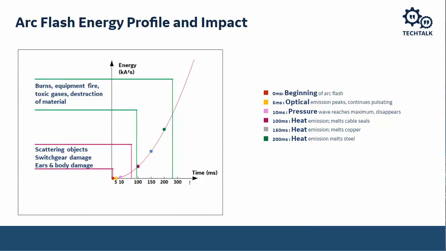The arc flash energy profile. As I said earlier, this is a function of time, and so the energy grows exponentially. As soon as the arc flash happens, we get a lot of light, we get pressure, and then we get heat. The longer the arc is present, the more energy gets dissipated. So ideally, we want to sense this and clear it as quickly as possible. You can see on the slide in that purple area, from 0 to about 90 milliseconds, we're going to have scattering objects, switchgear damage, ear and body damage. There's just no real way to avoid all that, because time is a function here.